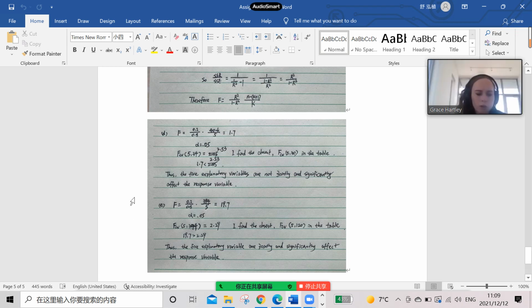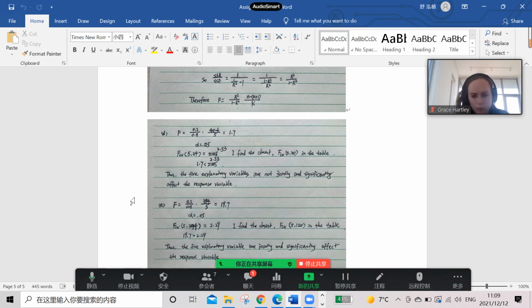Here is a more simple F-test. We just want to know if the 5 explanatory predictors are useful in this regression analysis. And then I find, okay, my calculated F 19.7 is greater than the F critical value. So I would say the 5 explanatory variables jointly and significantly affect the response variable. That's how we reject the null hypothesis.